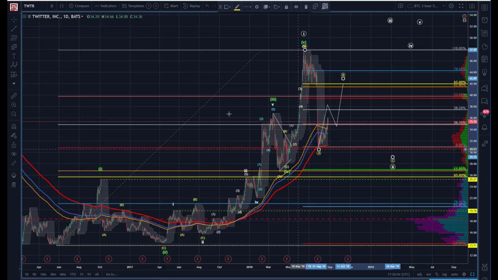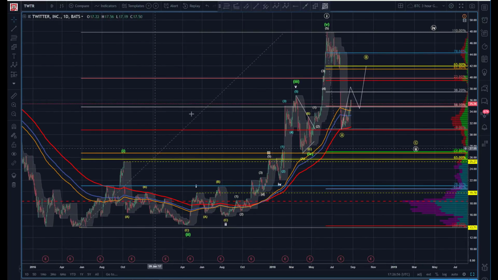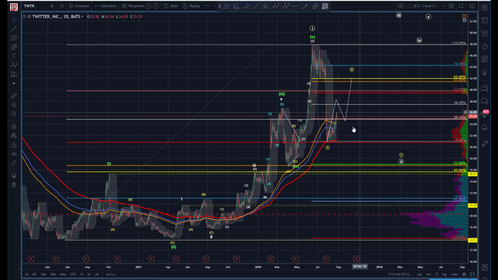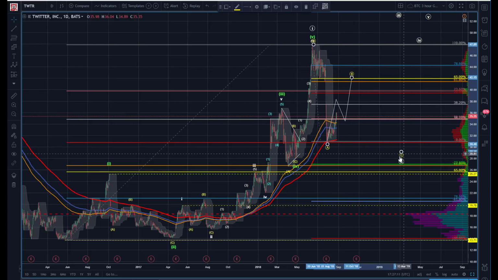So part of that is just the symmetry here. We can look at the length of the 1. This seems awfully abrupt, and the time symmetry isn't good here for this to be the completed 2. Not that it's not possible, certainly possible, but in terms of laying out a primary count, I'd be looking for 3 to take me up for a B and then 1 more push down.